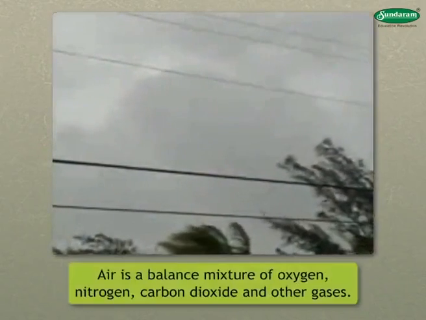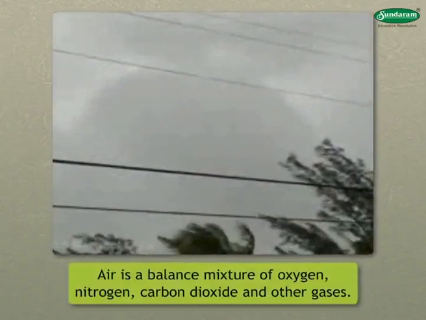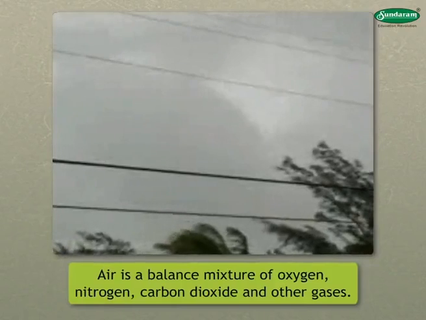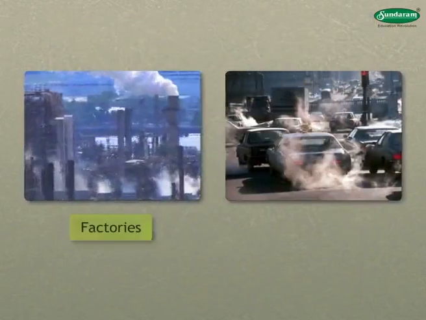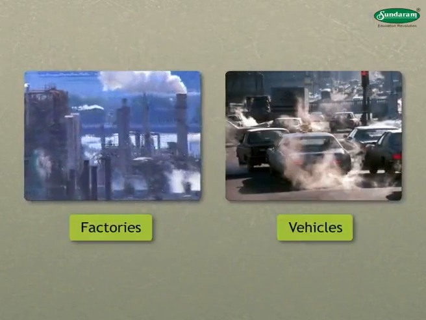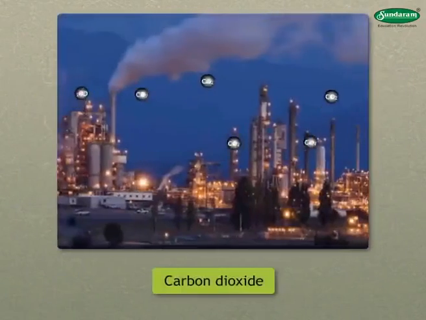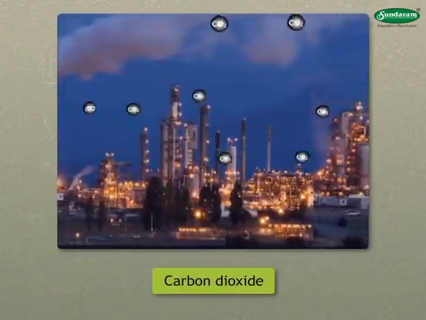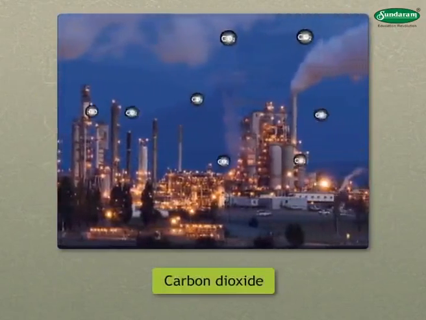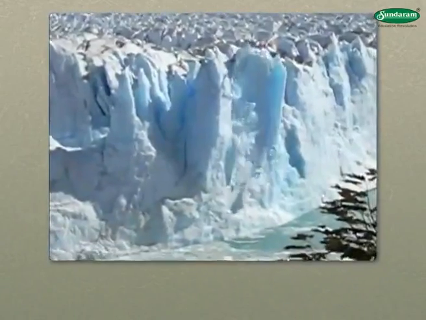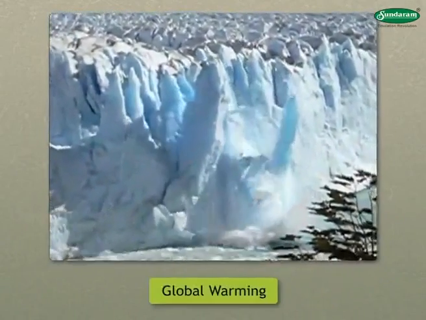In any laboratory, we cannot produce air, which is a balanced mixture of oxygen, nitrogen, carbon dioxide, and some other gases. An ever-increasing number of factories and vehicles are responsible for air pollution and increase the proportion of carbon dioxide in the air, which causes more heat to be retained in the atmosphere. That is why we are facing the crisis called global warming.